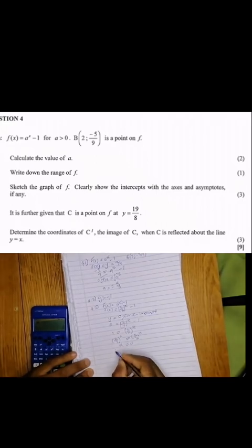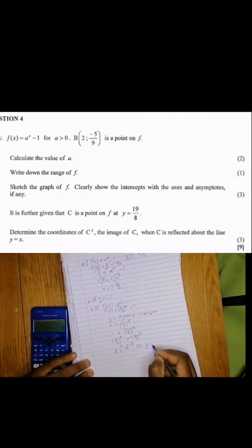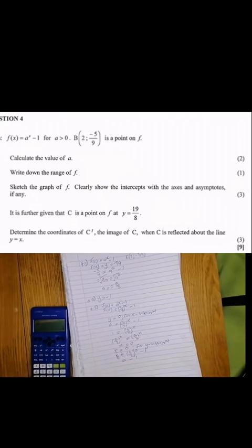So now for the y-intercept, we make x equal to 0, meaning y equals 2 over 3 to the power 0 minus 1, and then y will be equal to negative 1. If I'm not mistaken, guys, our y-intercept is negative 1, right?